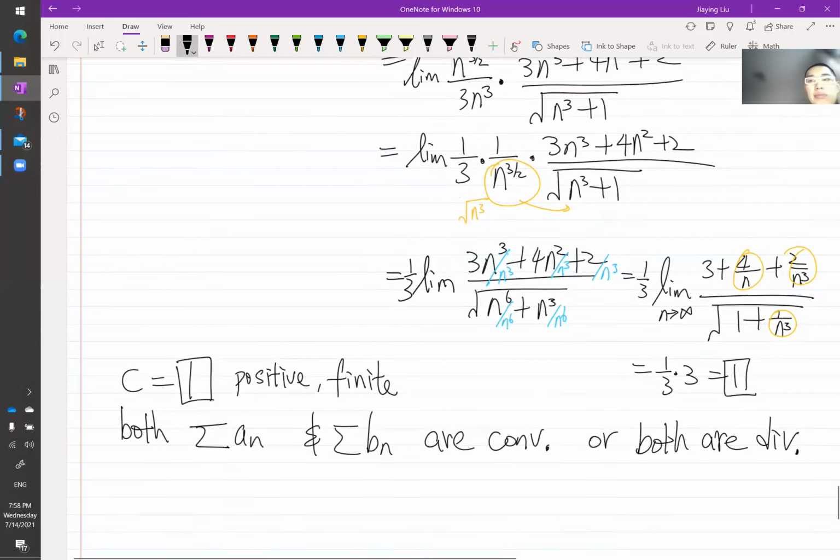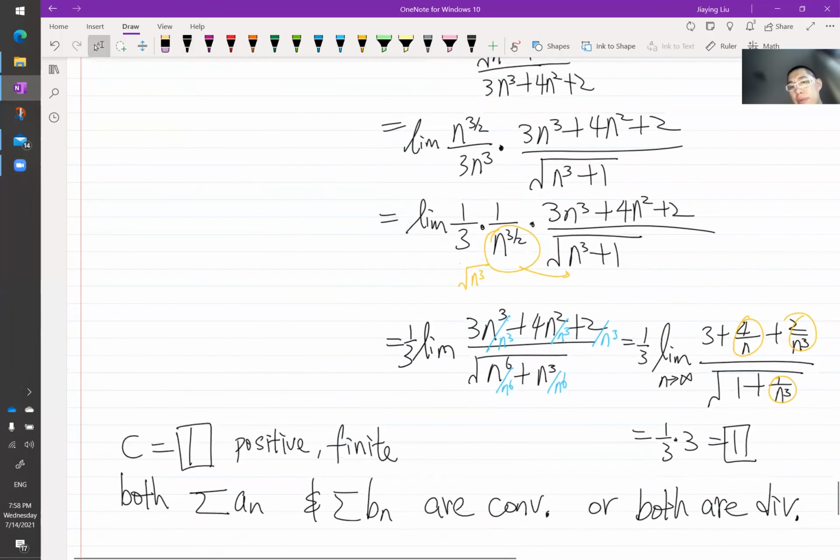What if it wasn't 1? It depends. C has to be positive and finite in order for them both to be convergent or both divergent. If it's negative, then we cannot conclude. Or if it's infinite, we cannot conclude. So in order to make this statement, C has to be positive and finite.